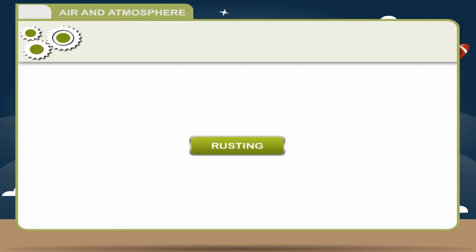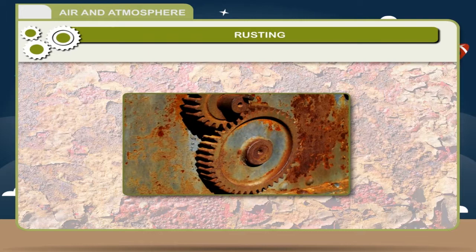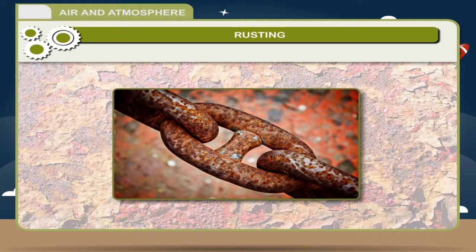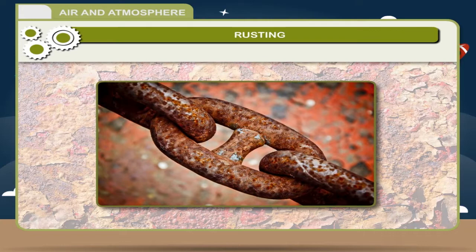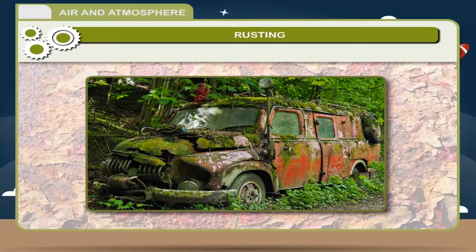Rusting. Articles made of iron have to be protected with paint, grease, etc., or else a brown layer is formed on them which destroys iron. This layer is of a substance called rust. The process of formation of this layer is called rusting. Rust is an oxide of iron. Therefore, rusting is also an example of oxidation reaction.